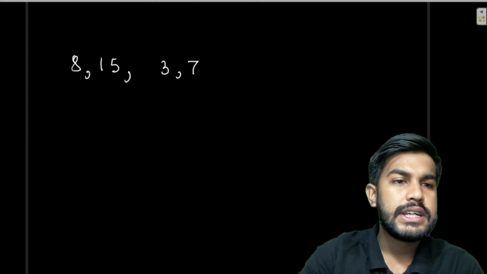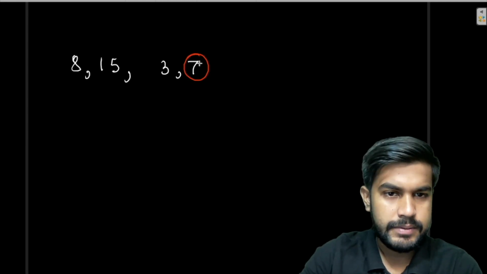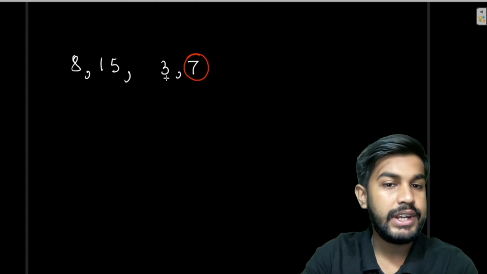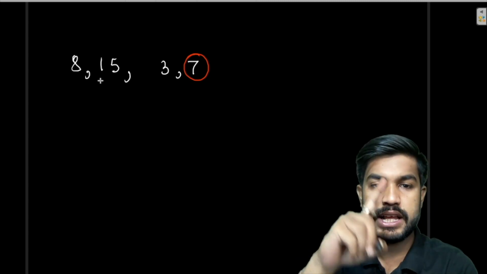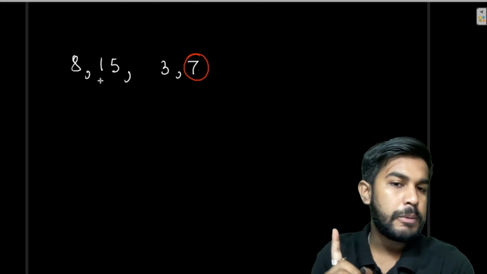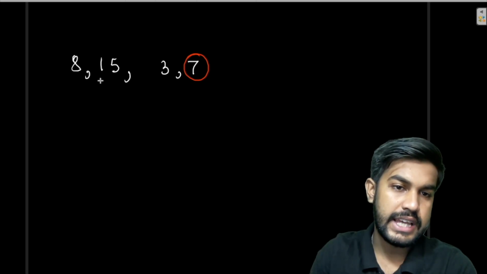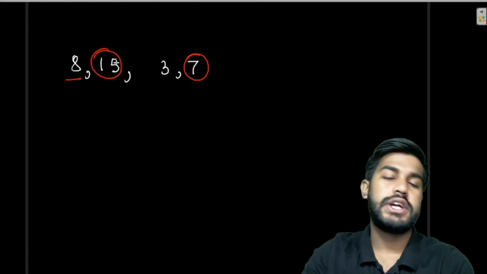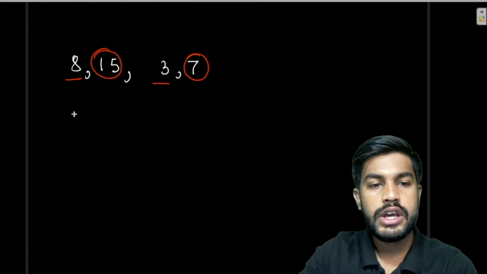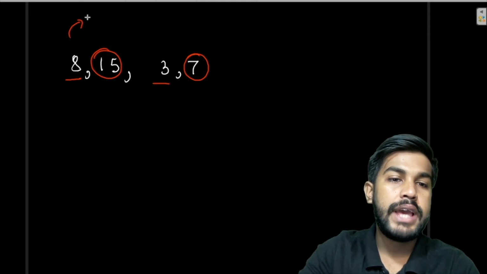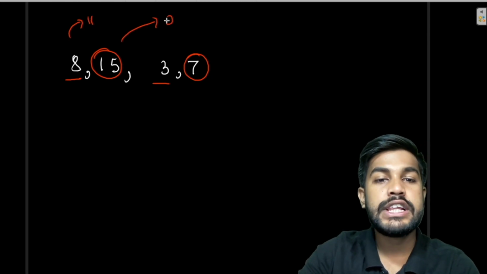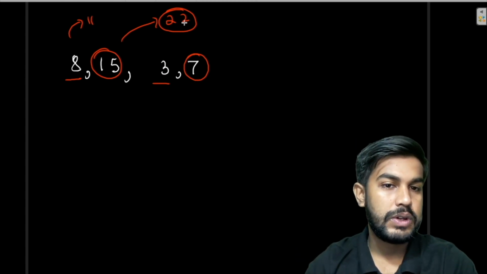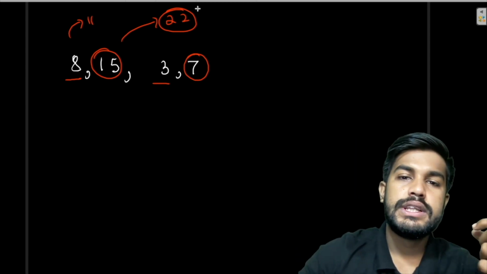What he can do is take up this 7. Now the next person is left with only 8, 15 and 3, so he has only two options, 8 or 3. Whatever option he takes, suppose he takes this 8, then I can take this 15 and he is left with 3. So 8 plus 3, my opponent would have 11 and I would have the value 22, which is the largest possible value.